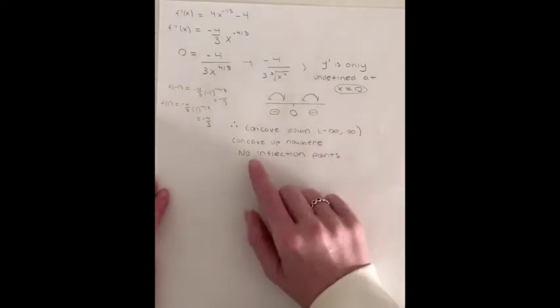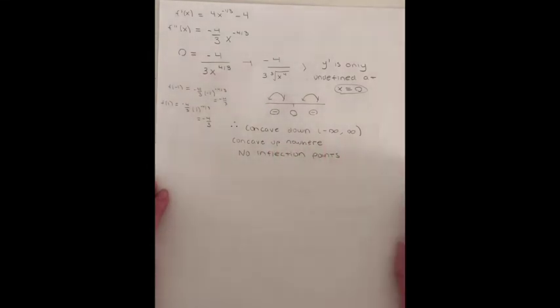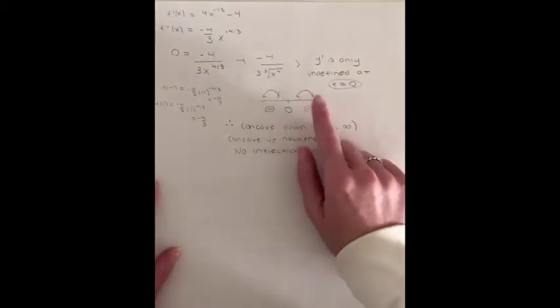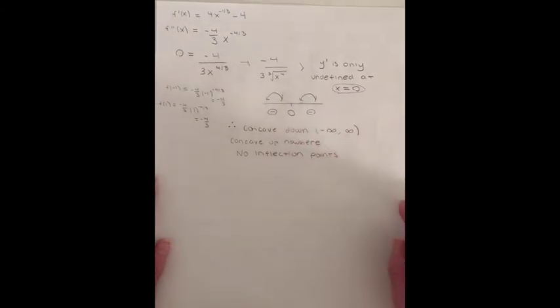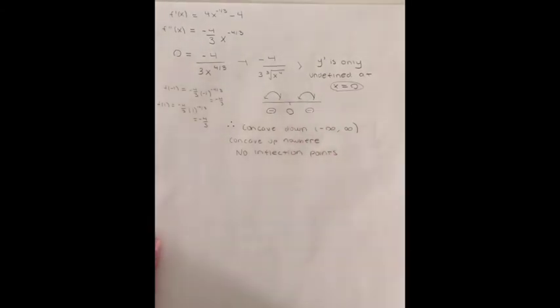So there's no concave up anywhere. And there are also no inflection points because the concavity does not change. Since it is concave down both here and here, 0 is in fact not an inflection point.